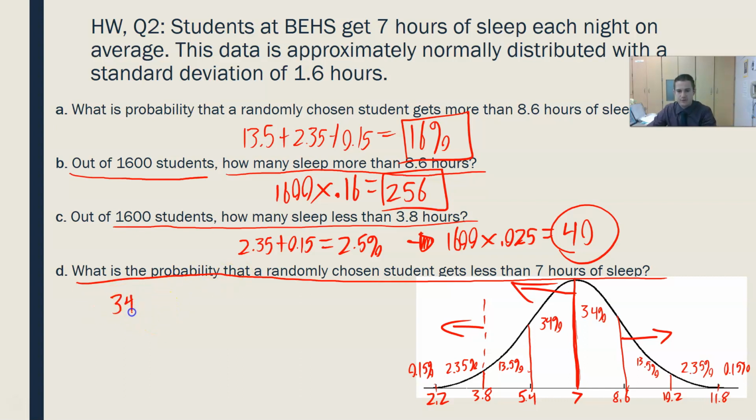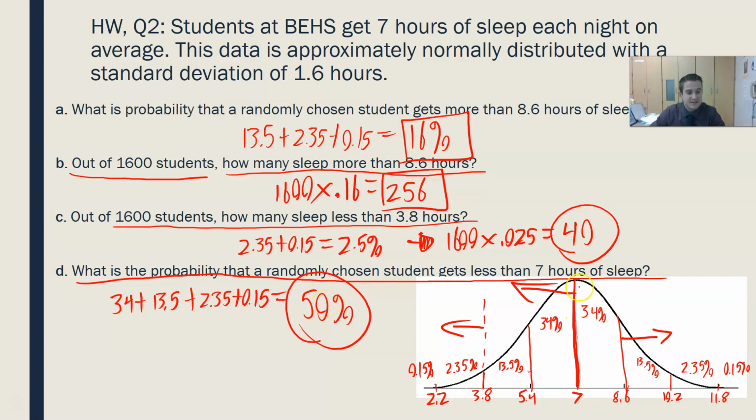Well, let me take 34% plus 13.5% plus 2.35% plus 0.15%. That's 50%, which makes sense because if 7 is right in the middle, 50% of data values are going to be below that, and 50% of the data values are going to be above that. So what's the probability that a randomly chosen student gets less than 7 hours of sleep? About half. Half of them get less than 7 hours of sleep. Half of them get more than 7 hours of sleep.